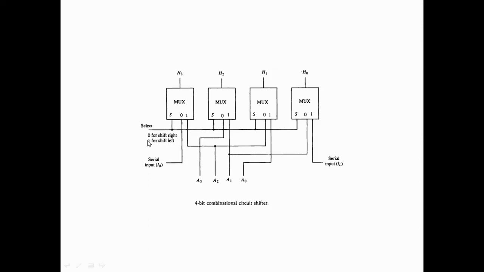Done. And if the select input is 1, then there will be a left shift. So in the left shift, what should happen? A3 should not go anywhere, A2 should go here, A1 should go here, and A0 should go here, and the least significant bit should be filled by the serial input L. So if we look keenly at this diagram, this is a very simple way of doing this shifting.